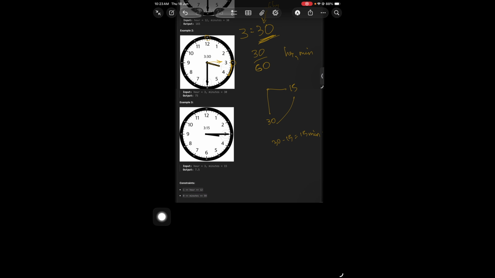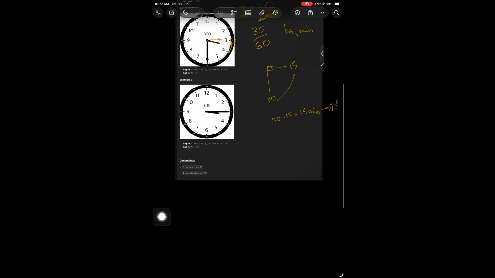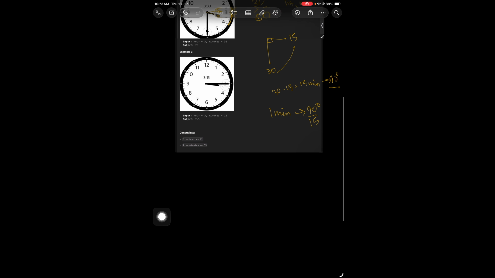It represents 90 degrees. Any 15-minute gap in a clock represents 90 degrees. So a 1 minute gap represents 90 by 15 degrees. So we need everything to be in minutes in order to use this unitary method logic.